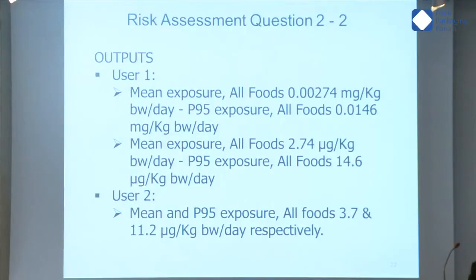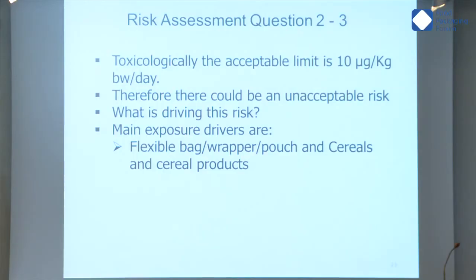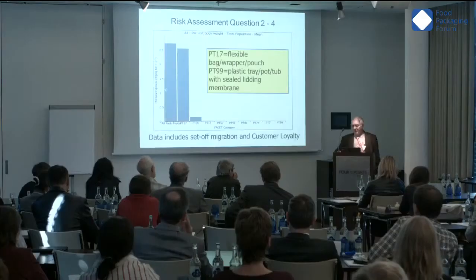We get the mean exposures, and we get 11.2 micrograms per kilo at the 95th and 3.7, or another user got 14.6 and 2.7. This would be typical variation. If you're very close to that limit, then I think we'll have issues. The toxicologically acceptable limit is 10 micrograms per kilo body weight. Therefore, there could be an unacceptable risk. And what is driving this risk? Well, we can look at FACET, and again it will show us that it's flexible bags, wrapper, pouch, and cereals. So here we have the main contributor to the exposure. And again, it just so happens in this case, it's the flexible wrappers, bags, etc., which is not surprising when you consider the types of foodstuff we're talking about.